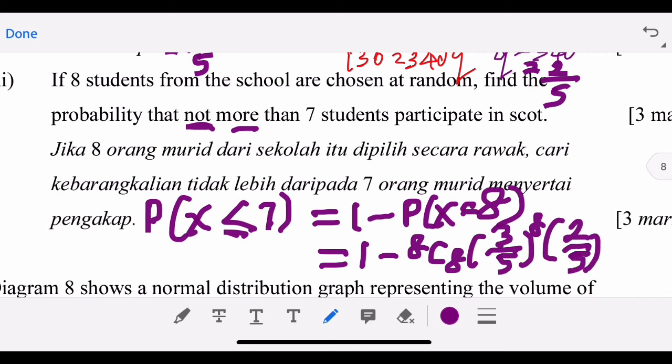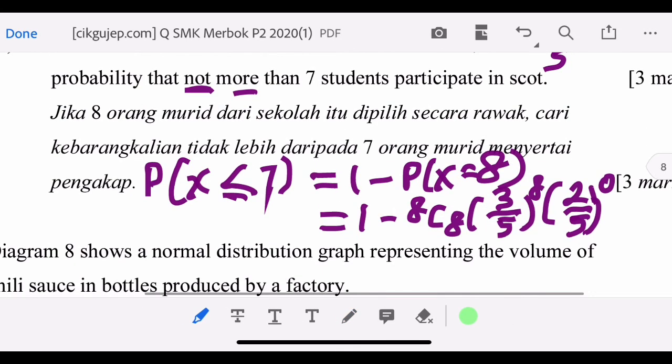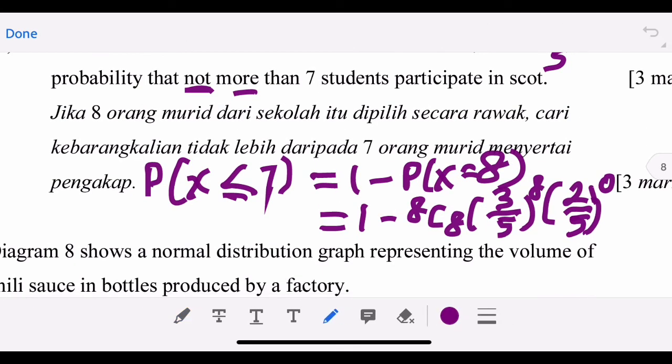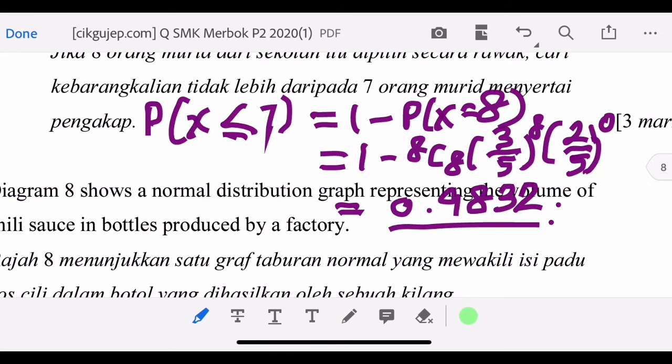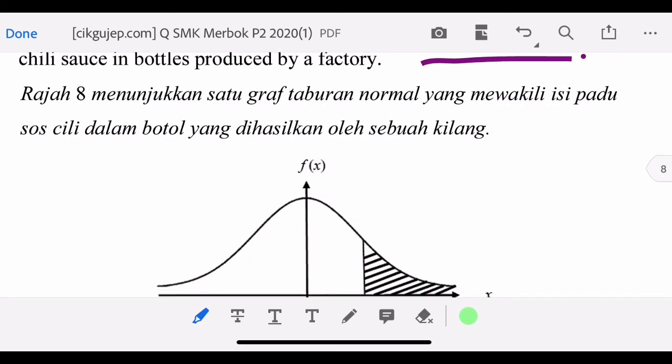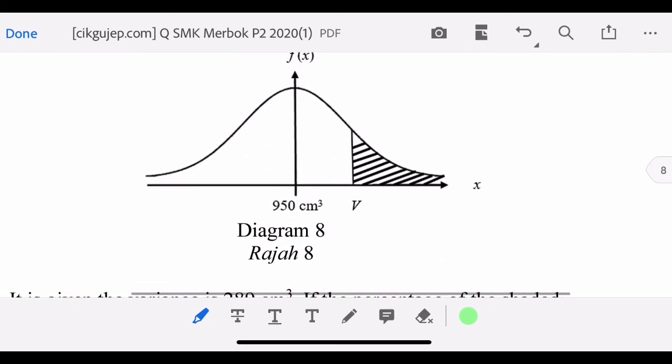Then you will get 1 minus 8c8, then 3 over 5, 8, then 2 over 5, 0. And you can press your calculator to get the answer. Alright, so give your answer in 4 significant figures: 0.9832, right? So this is the answer for this question.